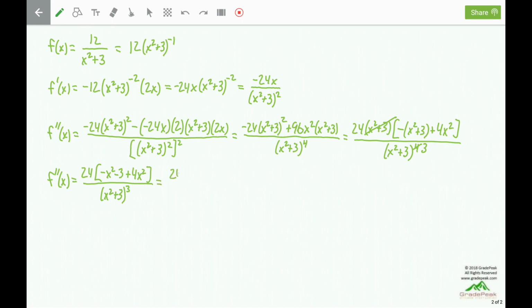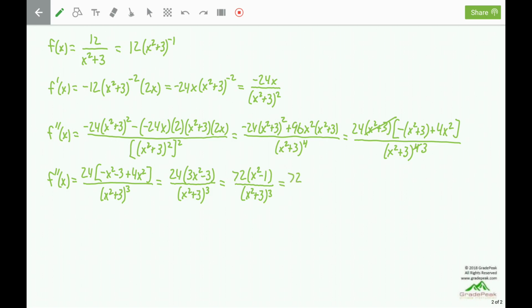So we have 24 times, we can combine like terms together in the square brackets and turn them into parentheses. Negative 1x squared plus 4x squared will be a 3x squared. We have a minus 3. And then over the denominator. We want to fully factor the second derivative. In the numerator, there's a common factor of 3. Factoring it out, 3 times 24 will become a 72. Factoring out will leave behind a 1x squared minus 1. The denominator is a sum of squares and does not further factor, so we will leave it as is.